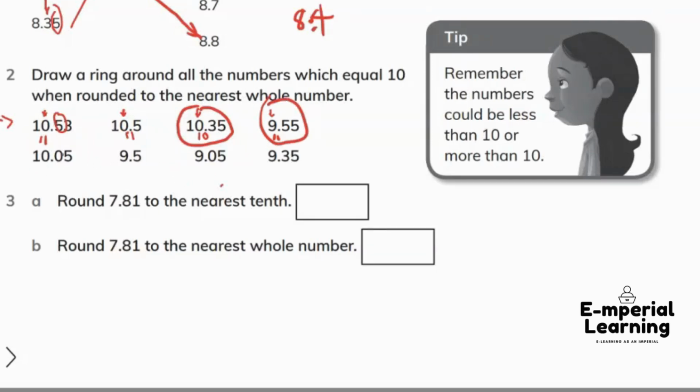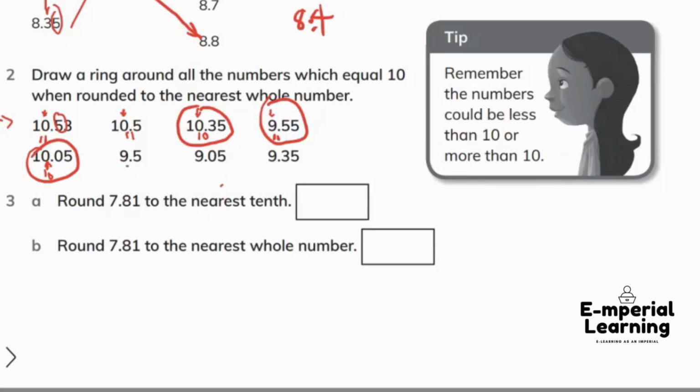We have 10.05. The 0 over here is our number in the tenths position. The number to the right is also 0. And 0 we have learned is a weak number. And so it becomes negligible. So we have a 10 as well. And so this is also part of our answers.